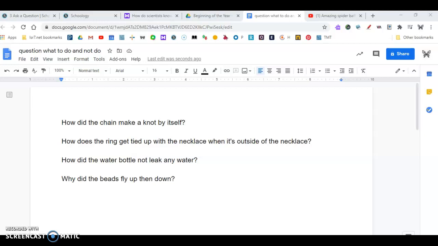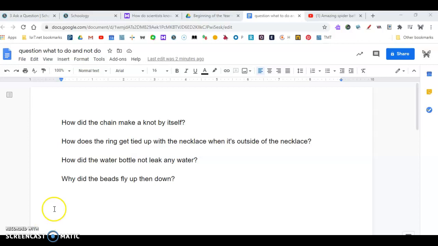So here are some examples from last week of students who used a capital letter, a punctuation of a question mark, and asked questions. So we have, how did the chain make a knot by itself? How does the ring get tied up with the necklace when it's outside of the necklace? How did the water bottle not leak any water? Why did the beads fly up then down?